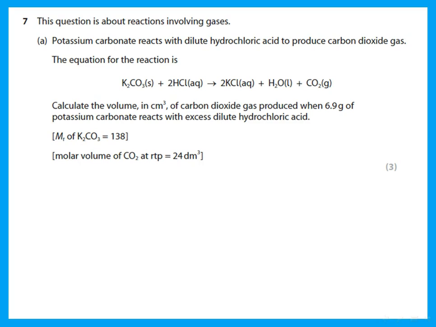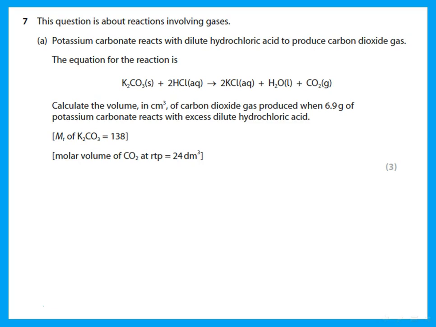This question is about reactions involving gases. Potassium carbonate reacts with dilute hydrochloric acid to produce carbon dioxide gas. Remember, any carbonate with an acid would give carbon dioxide gas. Now he's saying calculate the volume of carbon dioxide gas produced when 6.9 grams of potassium carbonate reacts with acid. So I'm starting with 6.9 grams of potassium carbonate. And he's asking for volume of CO2.